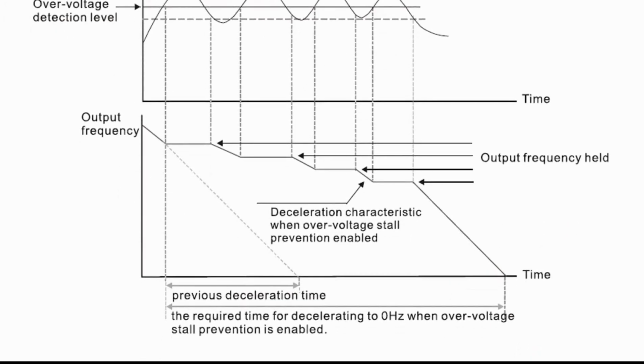So in this case, if you compare with the actual set deceleration time, the stopping time will take a lot longer. This function is definitely not to be used in applications in which the stopping time is sensitive. So definitely not for vertical applications, and definitely not for cranes, hoists, or whatever. But I do see this function commonly used in fans and other similar applications where the stopping time is not crucial.